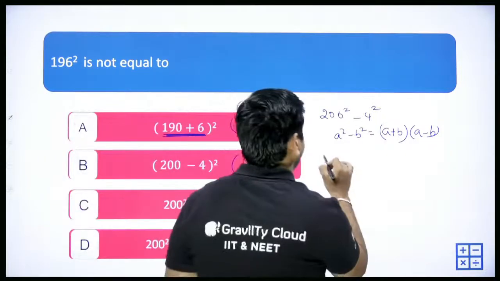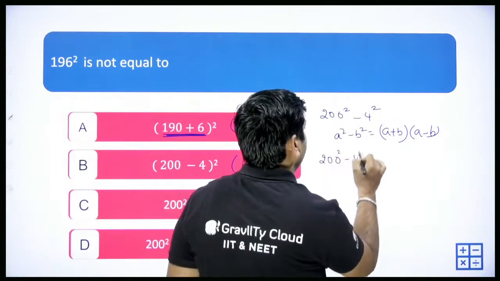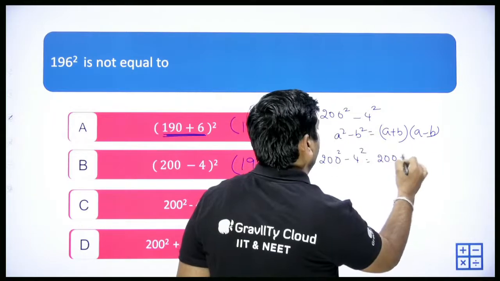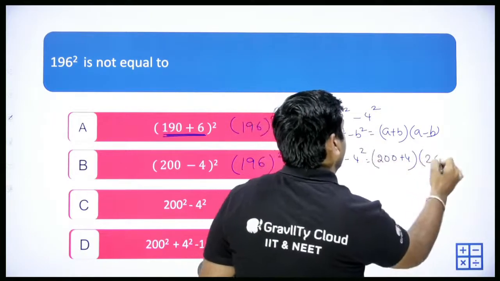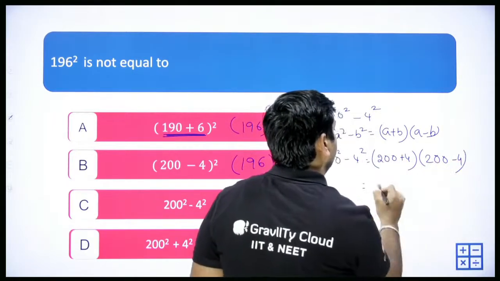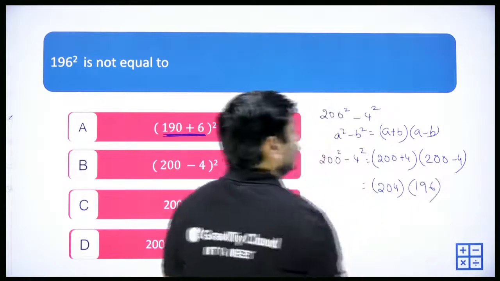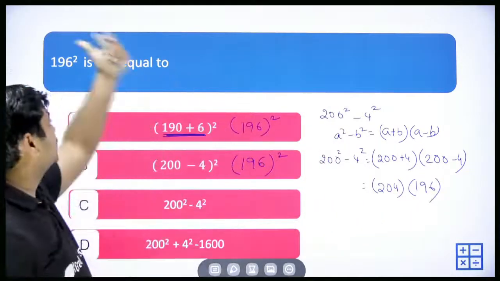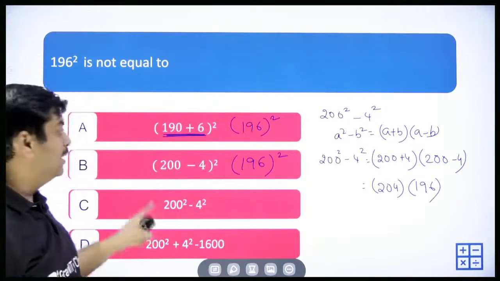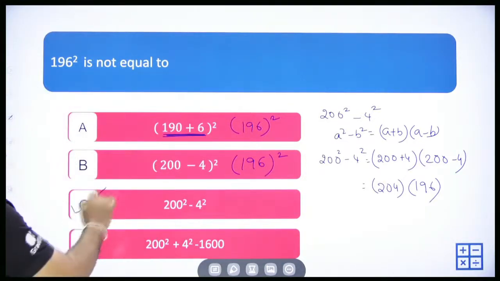So 200 square minus 4 square is equal to (200 plus 4) into (200 minus 4). 200 plus 4 is 204. 200 minus 4 is 196, but still we don't want this number, we need 196 whole square. So this is not the correct answer.